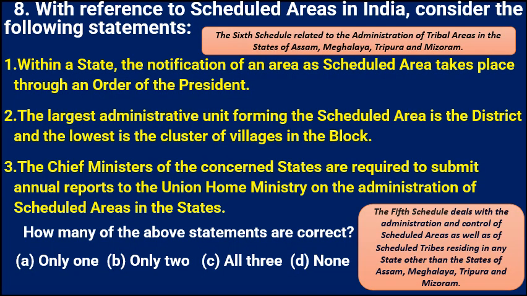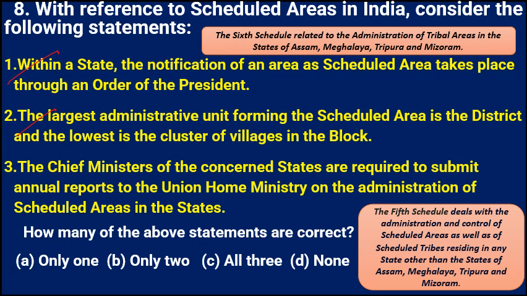Question number 8. With reference to scheduled areas in India, consider the following statements. Statement 1: within a state, the notification of an area as a scheduled area takes place through an order of the President. Yes, this is the correct statement. Second statement: the largest administrative unit forming the scheduled area is the district and the lowest is the cluster of villages in the block. Yes, it is also a correct statement.